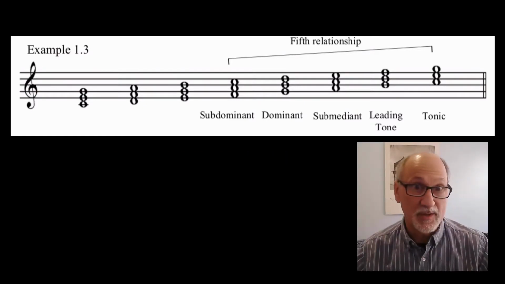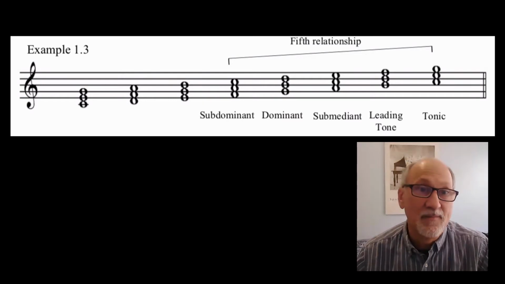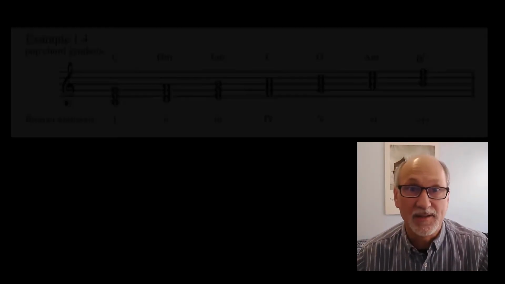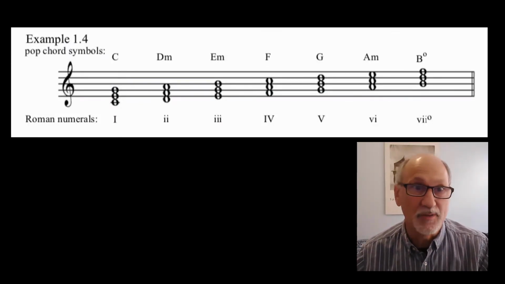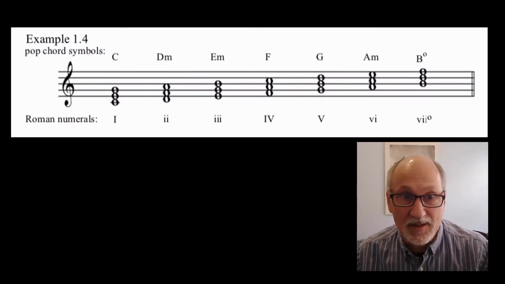Now, these chords within the key can be analyzed as either major, minor, or diminished triads. Here's another chart of the triads, this time using Roman numeral labels as well as popular chord symbol labels to designate these chord qualities.